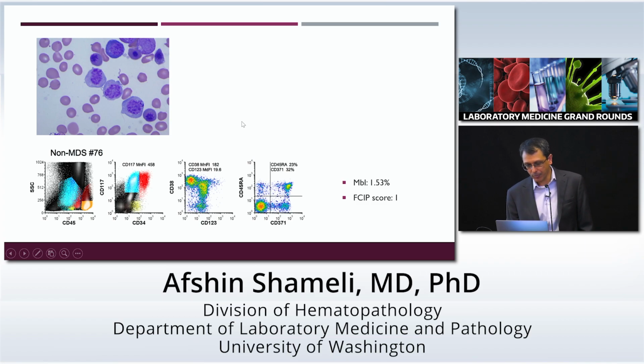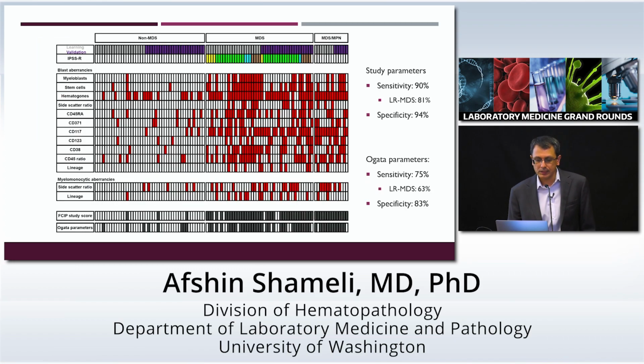Overall, it appears that the assay performed well in the setting of non-clonal cytopenia and dysplasia. So this figure again summarizes all the abnormalities that we saw in non-MDS, MDS, and MDS-MPN cases with different parameters that we evaluated. We had 11 blast parameters and 2 myelomonocytic parameters. And again, we used the same scoring system and showed that this scoring system is very effective in diagnosis of MDS and MDS-MPN. In fact, the sensitivity of the assay in MDS-MPN and high-grade MDS was 100%.